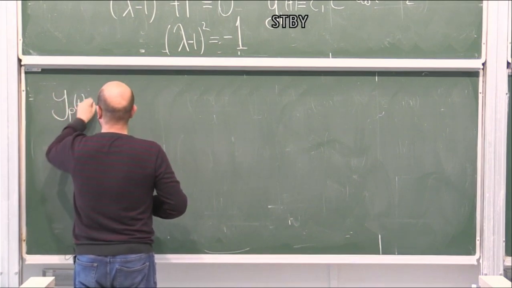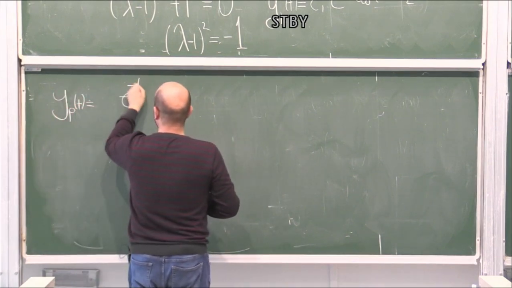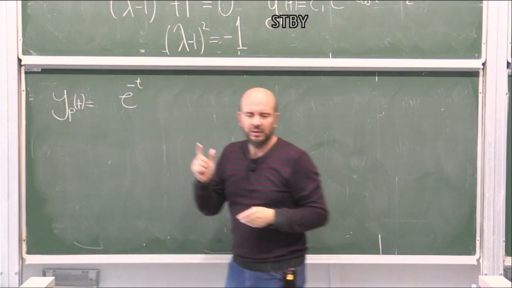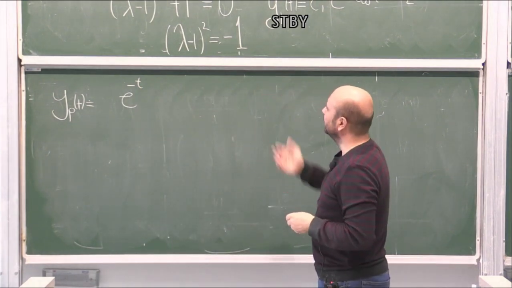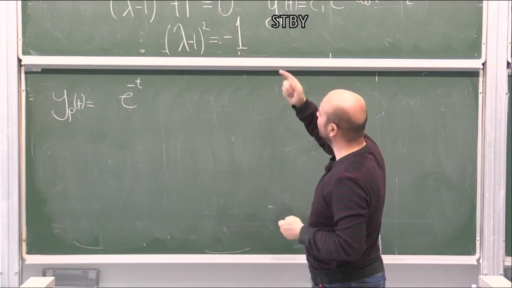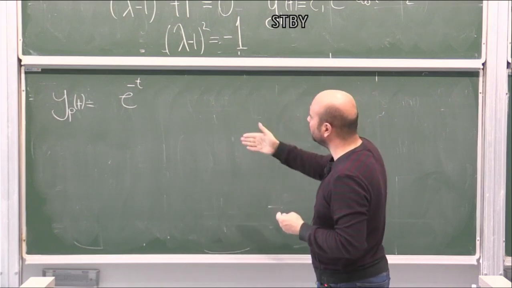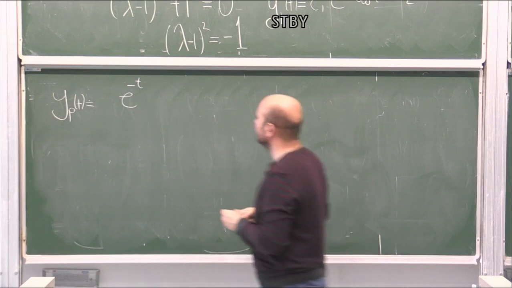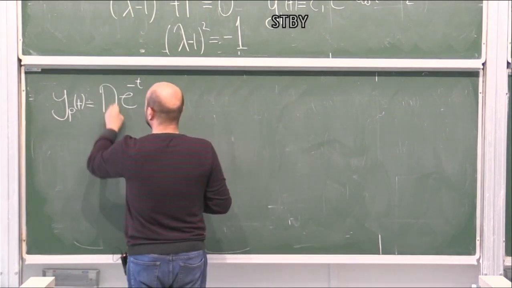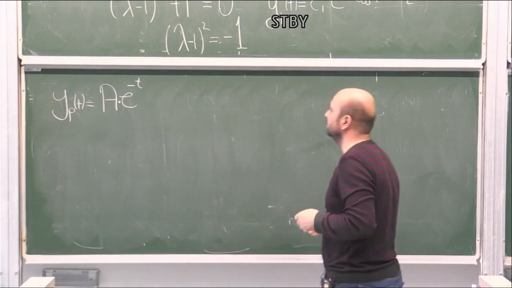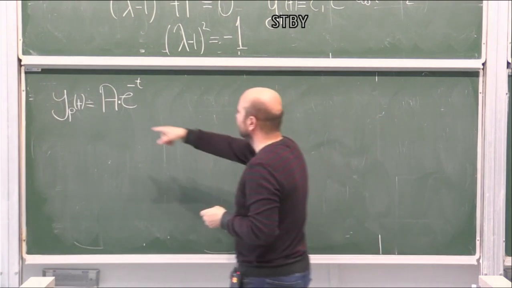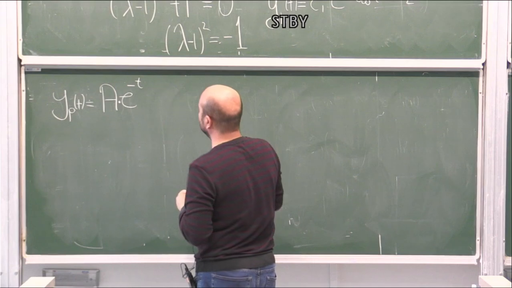The y particular must be, of course, e to the minus t. I should try this one, because if you try e to the minus 2t or something else, then whenever you take the second derivative or first derivative, you will never reach e to the minus t. But I don't know the coefficient of this one. That's the reason it's called undetermined coefficients. I don't know its coefficient.